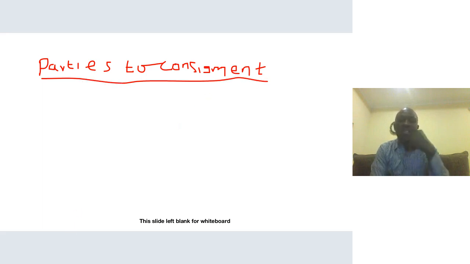Parties to a consignment. Now, the first party is a consignor. So, number one, consignor.